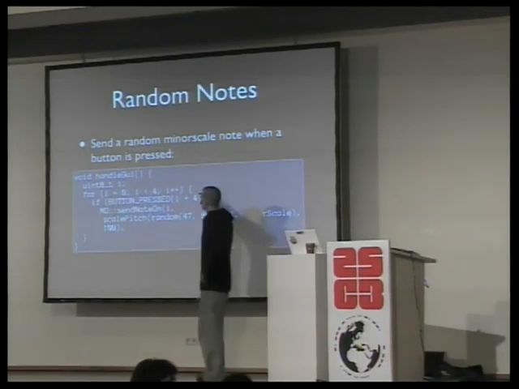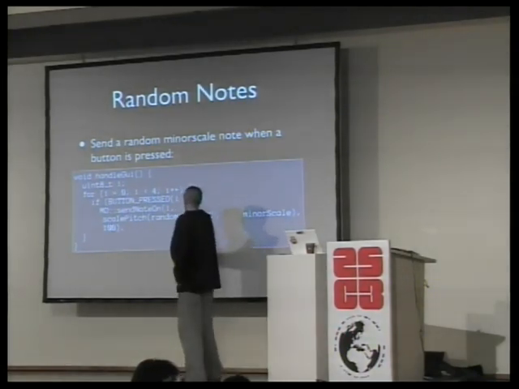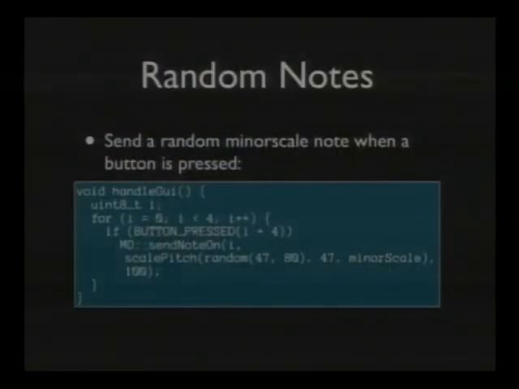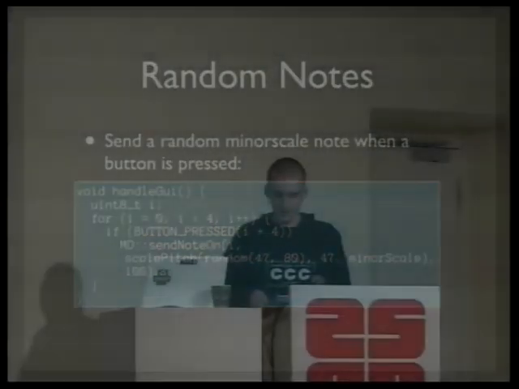So I have 4 buttons, and if one of the buttons is pressed, I'm just going to send a note on. And this function in the machine drum library is just going to convert the pitch of the note into a pitch for the machine drum. So if it works correctly, when I press the buttons on my board here, it's just going to play some random notes on the snare drum.